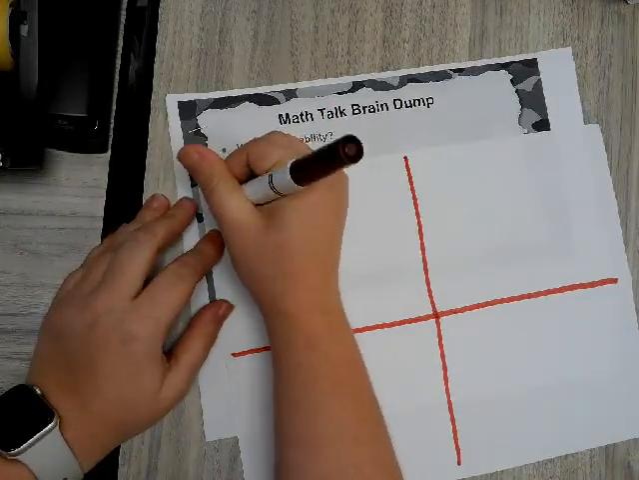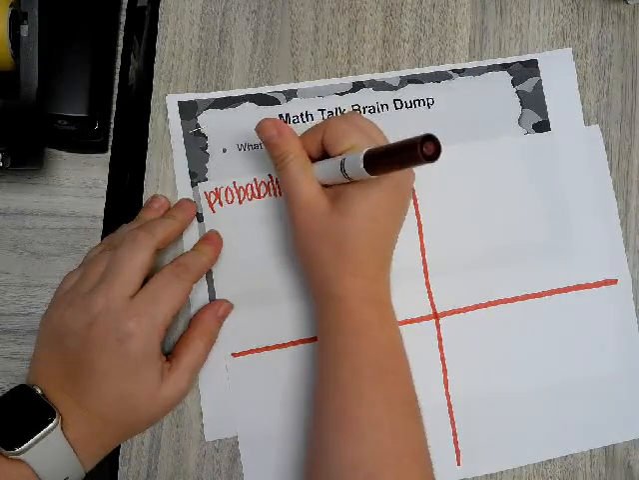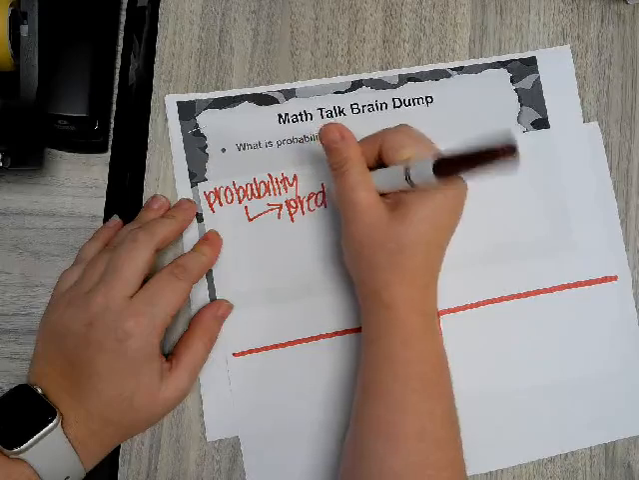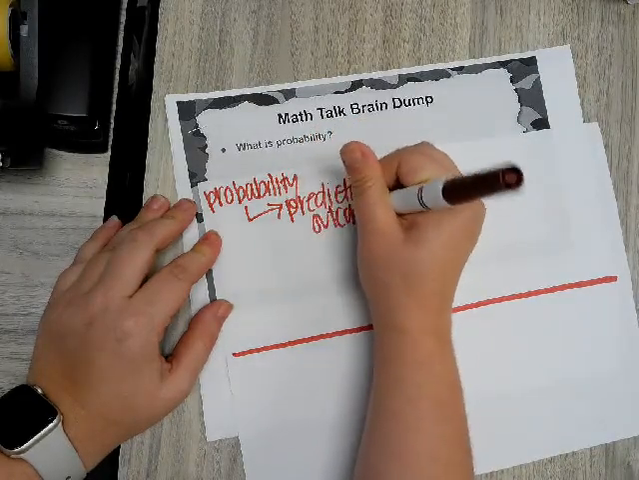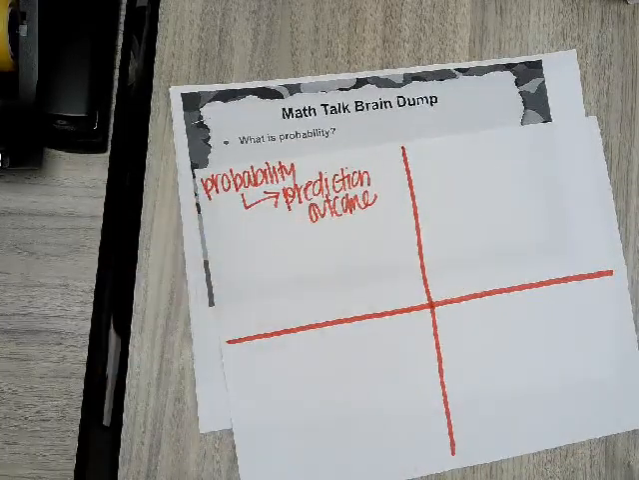What is probability? It's basically like a prediction for an outcome. Anytime you see those two words, think of probability.